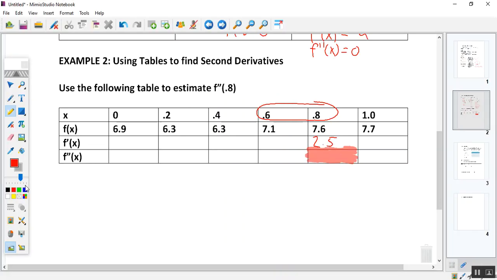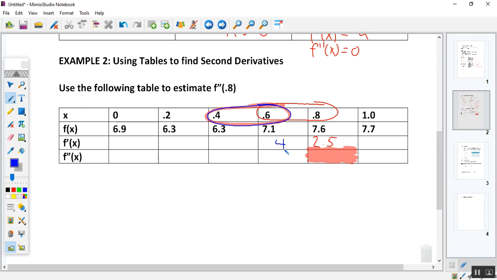I'm going to say, let's use 0.4 to 0.6 right here to estimate a slope. So somebody go 7.1 minus 6.3, and then 0.6 minus 0.4 in the denominator. So what is it, 0.8 over 0.2? 4. Okay, so we think a good f prime of x at 0.6 is 4.